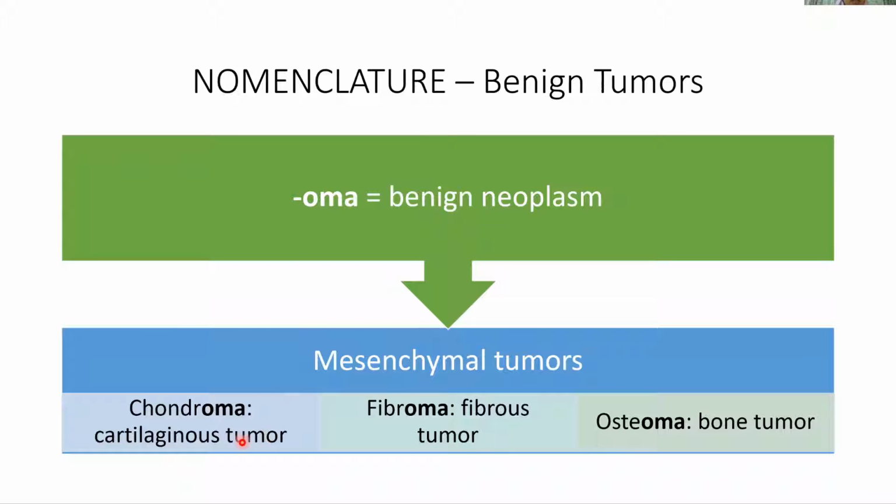For example, if the tumor arises from cartilage, we just add the suffix oma at the end of the name of the tissue of origin. So here, chondroma: we add on the suffix oma, meaning a chondroma is a benign tumor arising from cartilage. Fibroma is a tumor arising from fibrous tissue, so we add oma here too. Osteoma is a benign tumor arising from bone.